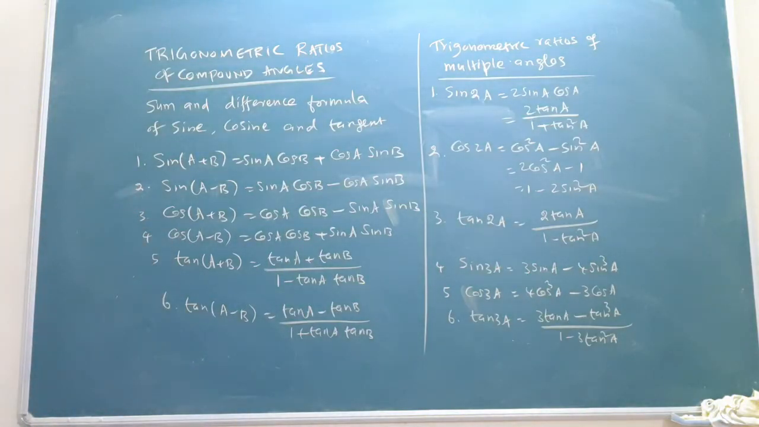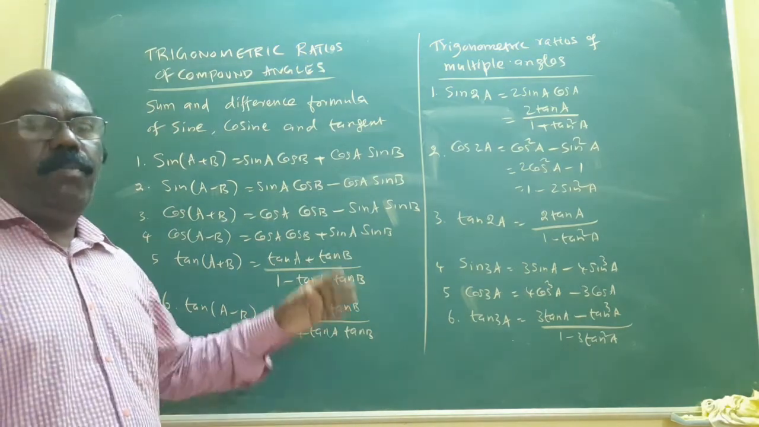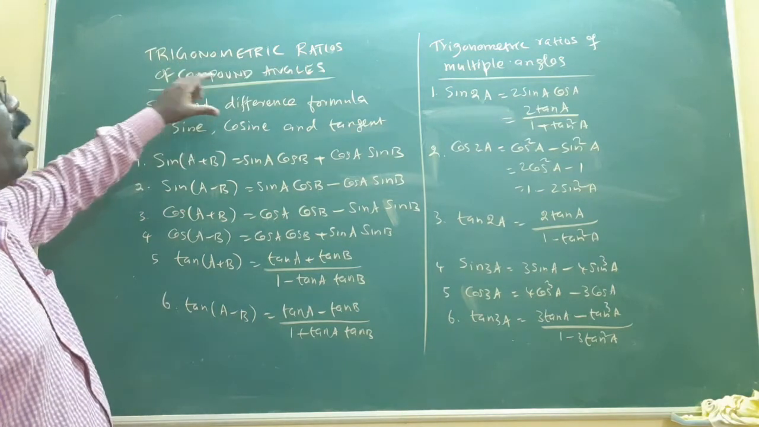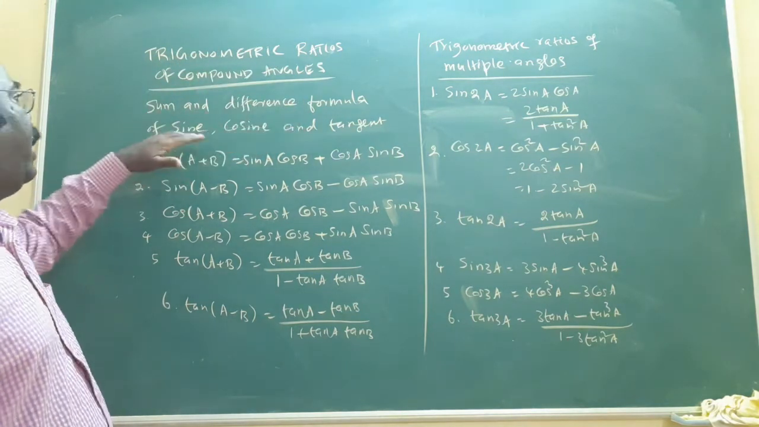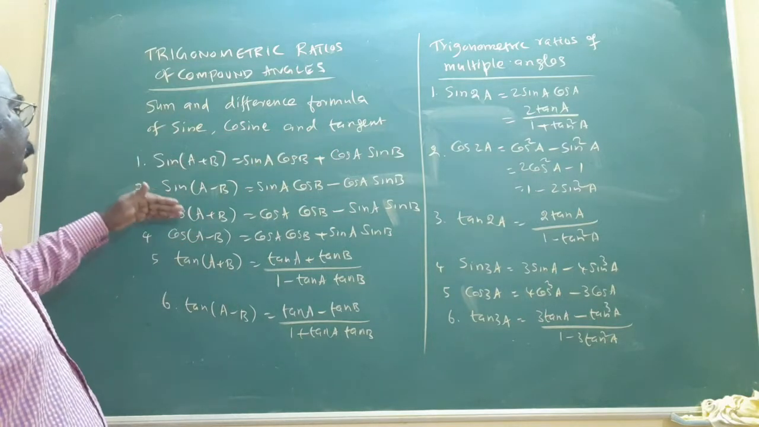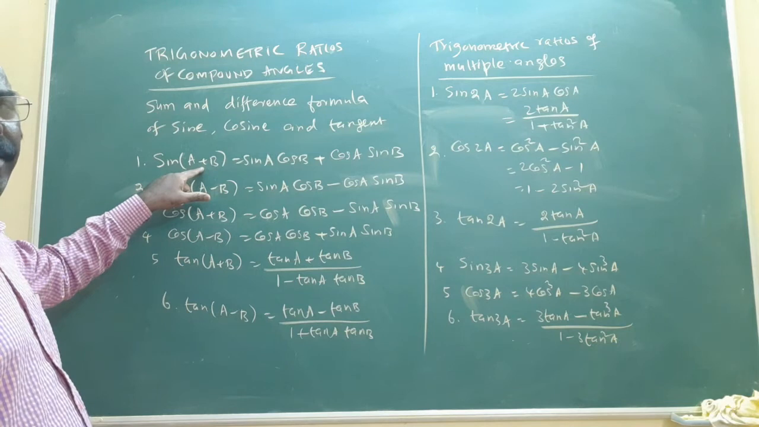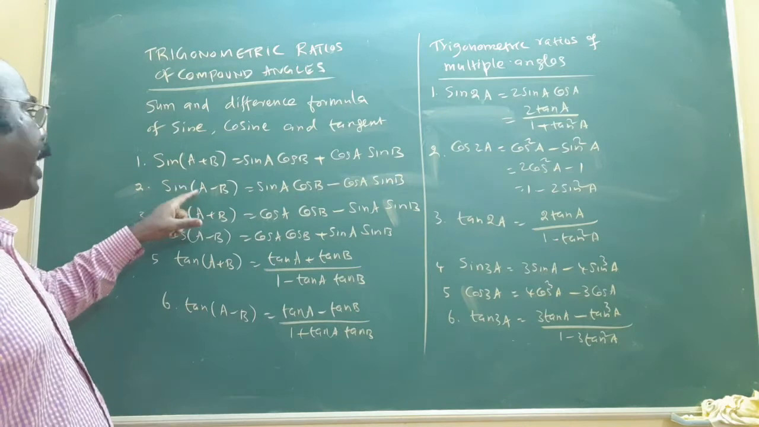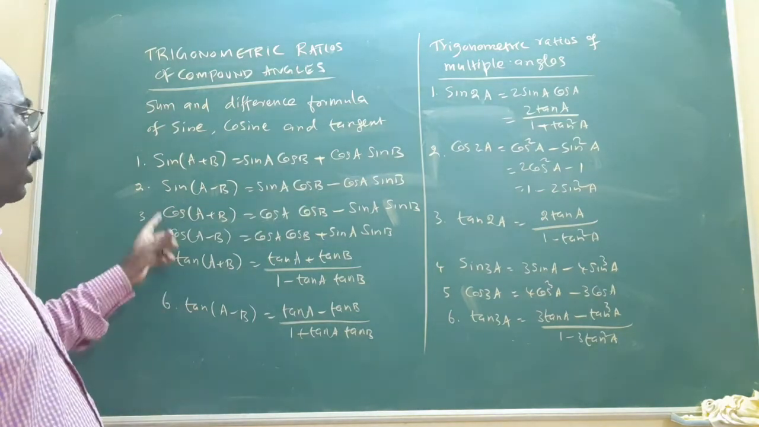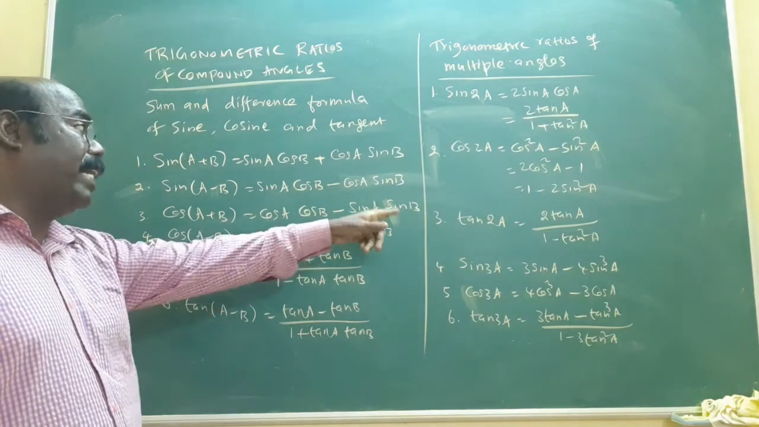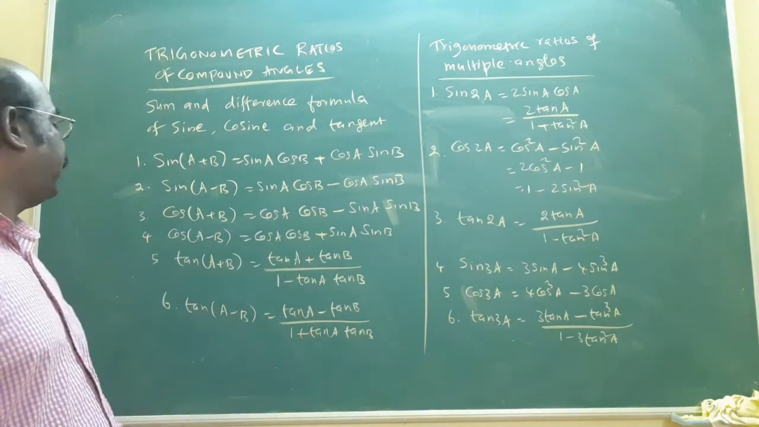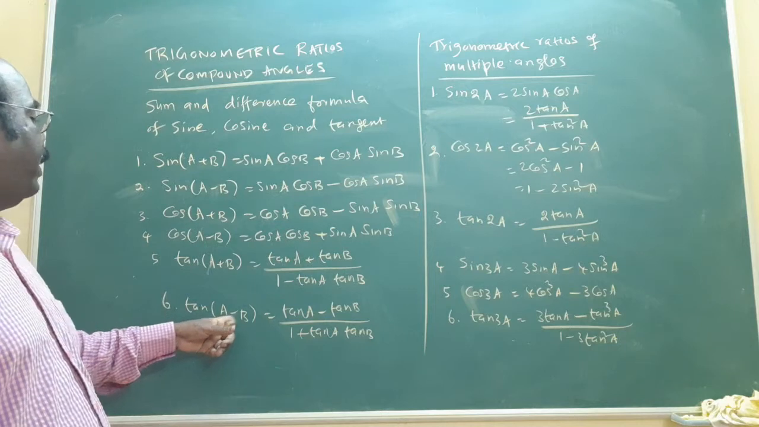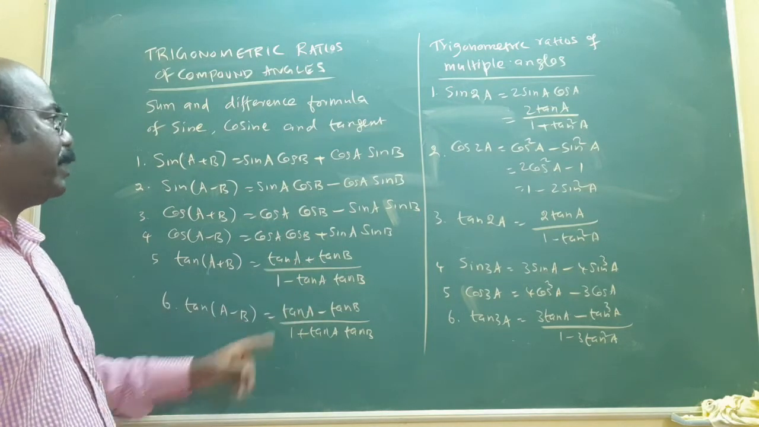In the next exercise concept, we have so many formulas. By using these formulas only we solve the problems. These are the trigonometric ratios of compound angles, sum and difference of sine, cosine and tangent. Sine of A plus B equals sine A cos B plus cos A sine B. Similarly, sine of A minus B means only the sign changes. Cos of A plus B means cos A cos B minus sine A sine B. Here minus means signs are changed. Tan of A plus B means tan A plus tan B by 1 minus tan A tan B. Here minus means the sign changes, here plus and minus, there minus and plus.